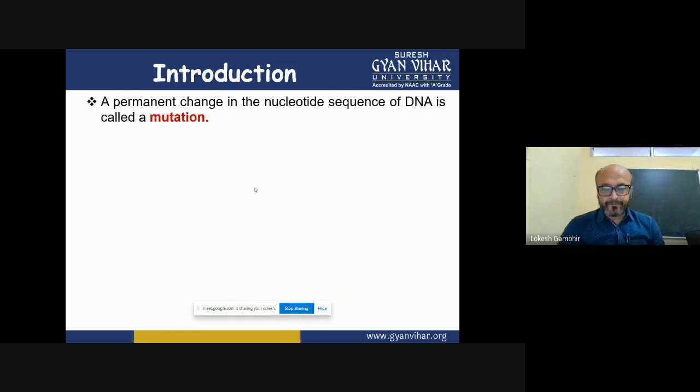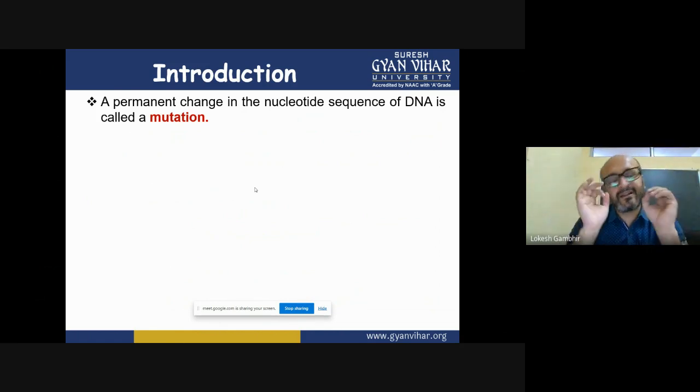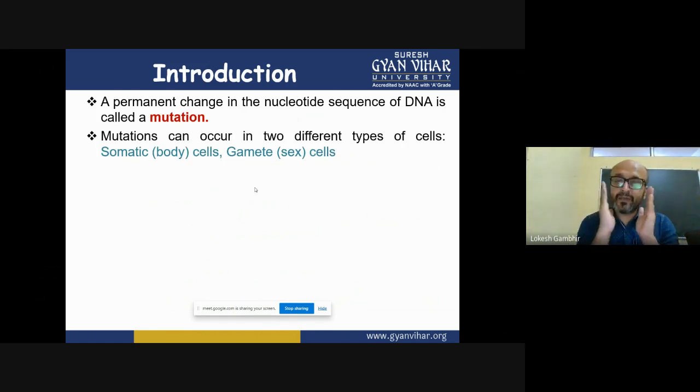So what is mutation? People describe it in different terms. A heritable, or inheritable, change is called mutation. What I define is a permanent change in the DNA sequence. The change is happening in the DNA sequence, so you have to clearly define that it is a permanent change, not a transient change. A transient change is not termed under the category of mutation. A permanent change which has altered the nucleotide sequence of the DNA is called mutation.